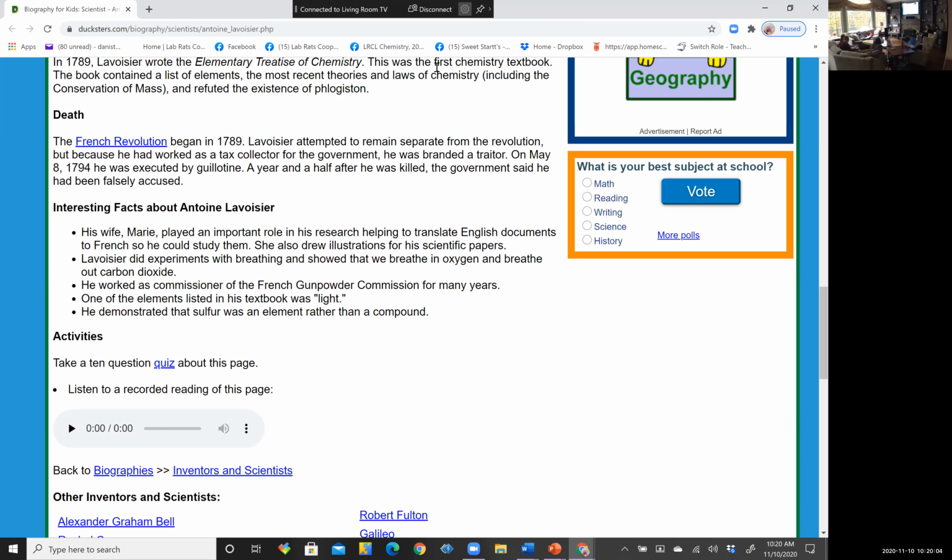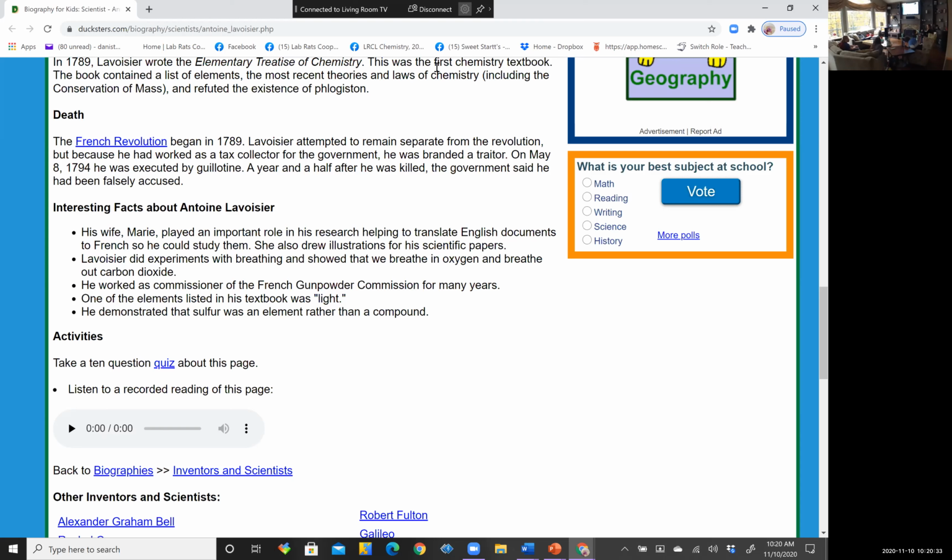A year and a half after he was killed, the government said he had been falsely accused. Whoopsie, we executed him. Sorry. So his wife, Marie, played an important role in his research and helped translate documents from English to French so he could study them. She drew illustrations.